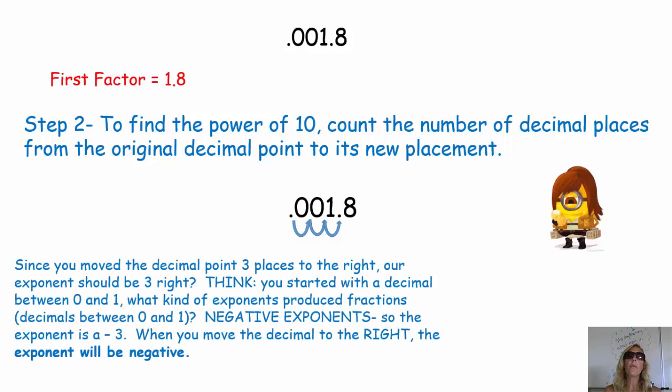So, since you moved the decimal point 3 places to the right, our exponent's probably going to be 3, right? Come on, think about it. You started with a decimal between 0 and 1, and what kind of exponents produced fractions when we did our exponent unit? Try to think. What kind of exponents produced fractions or numbers that were between 0 and 1? Negative exponents. So the exponent is actually going to be a -3.